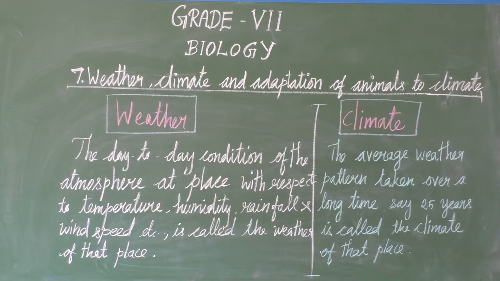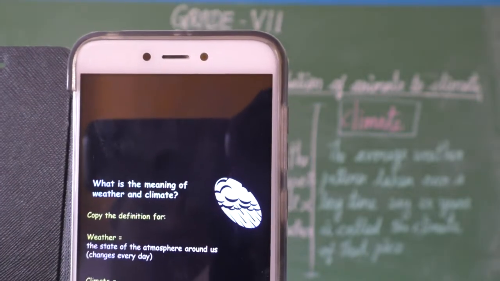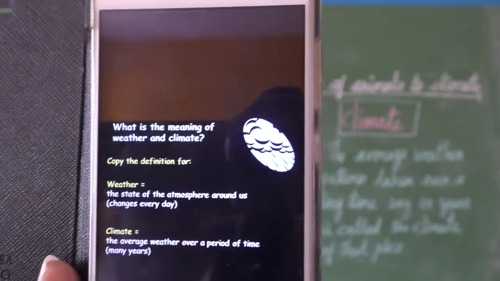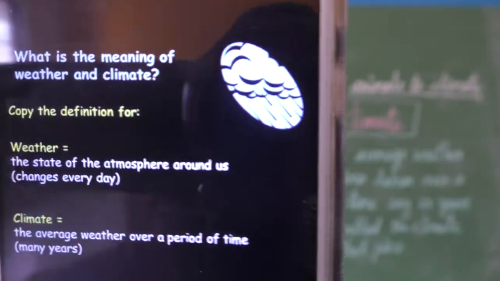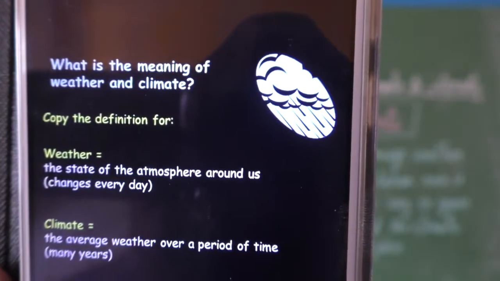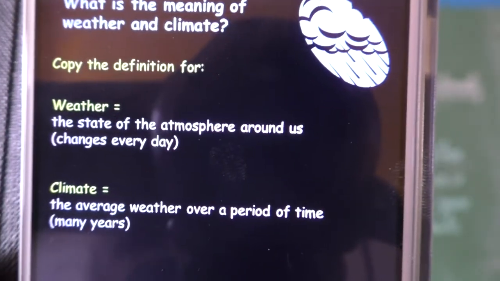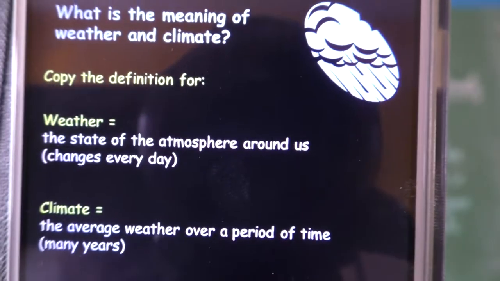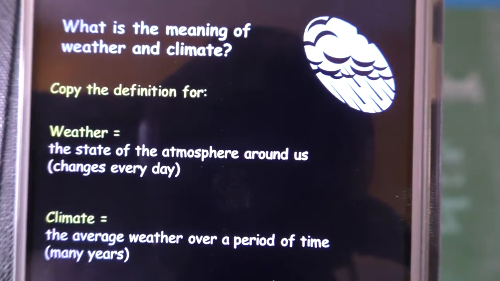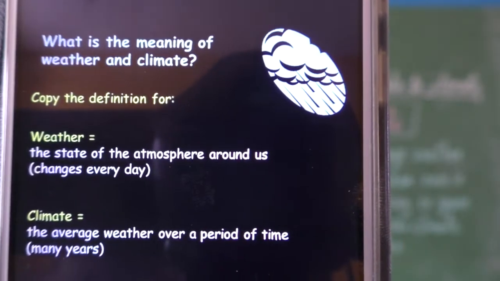So we can simply say like this also. What is the meaning of weather and climate? Weather is the atmosphere around us, every day changes, isn't it? Then climate is average weather over a long period of time. By simple way we can say like this also. Clear, children?